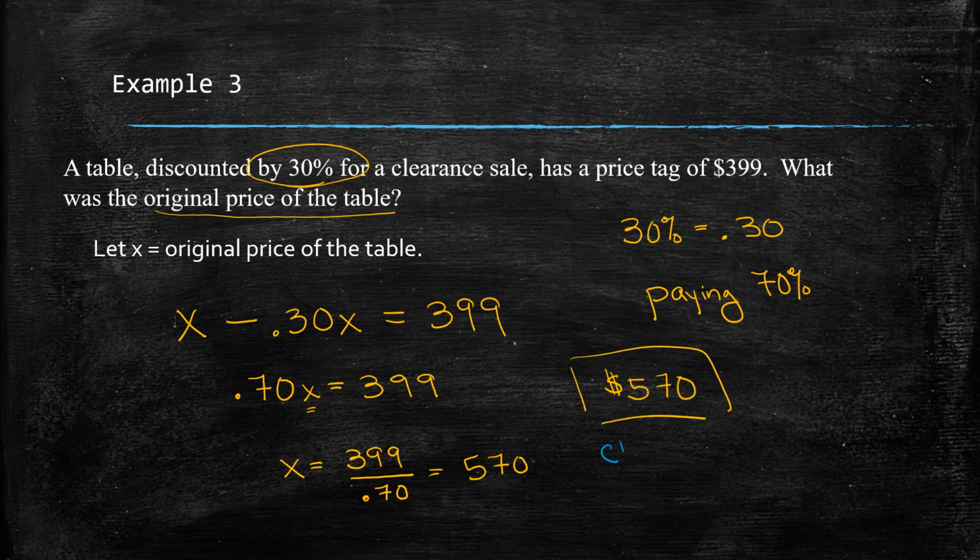Now let's just check this. What is 30% of 570? On your calculator, you multiply 0.3 times 570, and this works out to be 171. So that's the discount amount. So you have 570 minus 171, and when you subtract, we do in fact get $399. So our answer makes sense.